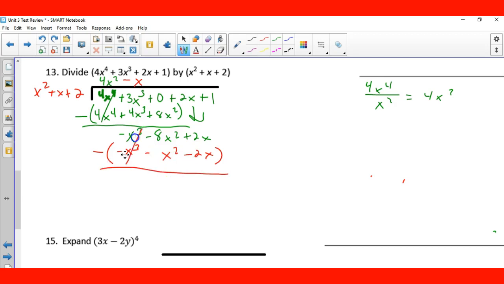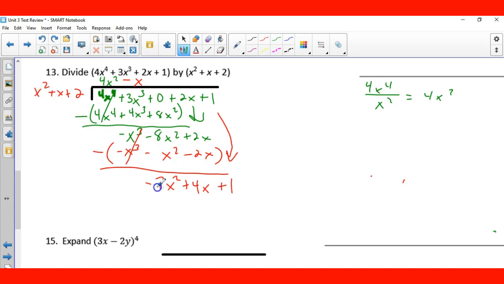So now right here, we're going to cancel out. That makes that a positive. And then right here, this becomes positive x. So you have negative 8 plus 1, which is going to be a negative 7x squared. And then negative becomes a plus right here because of negative times negative is positive. So we have plus 4x. Then I'm going to bring down the 1.